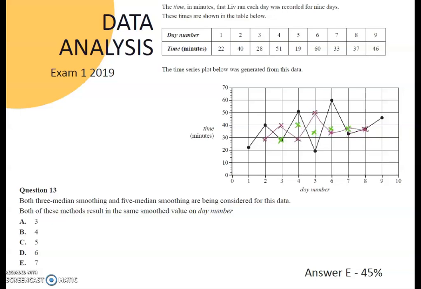And so once we've got all of those in, we can see it's not until day 7 that the value is the same when it's a 3 median compared to a 5 median. So as I said, it is a time factor with this one. It's towards the end of the module because remember our data and stats questions always go in order of the course rather than order of difficulty.